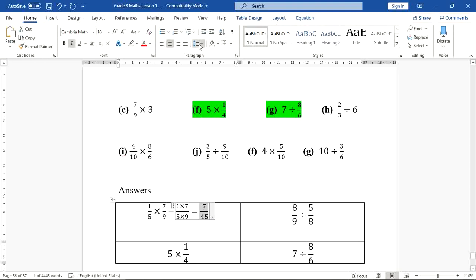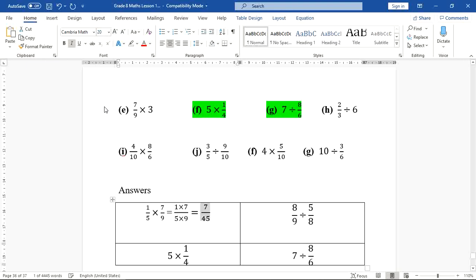So that's why I'm saying multiplying fractions is the easiest job ever. You just multiply the numerator with the numerator and denominator by denominator. Then you simplify. Okay, so let's go to division.